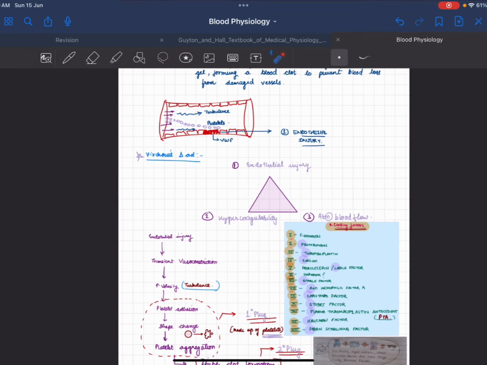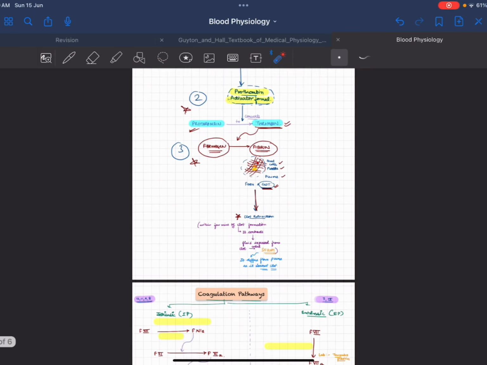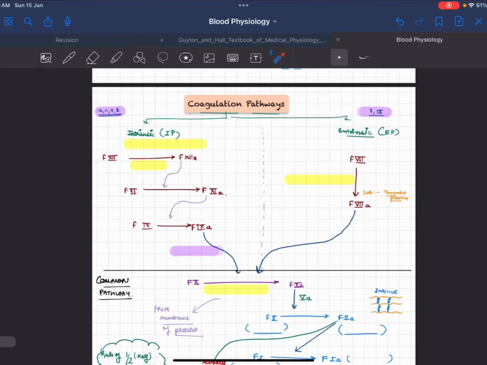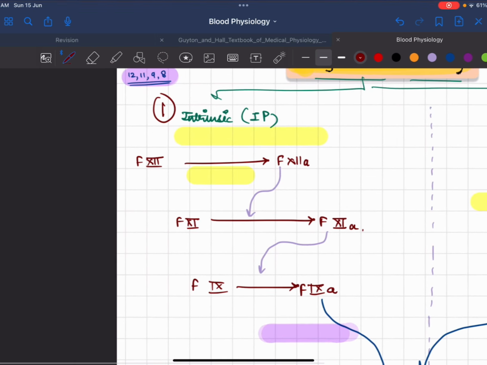Till now we have seen clotting factors. We've seen the Virchow's triad. Then we have seen the mechanism of blood coagulation according to Guyton. Now we come to our main topic. This topic is really very important. It is the coagulation pathways. In the coagulation pathways, we'll see there are two types of pathways. Firstly, it is intrinsic. Secondly, it is extrinsic pathway. Firstly, we'll talk about the intrinsic pathway.